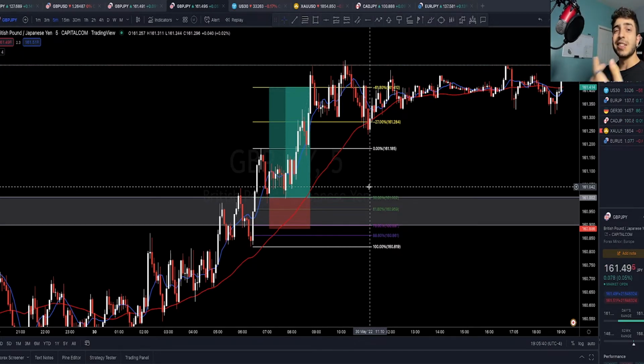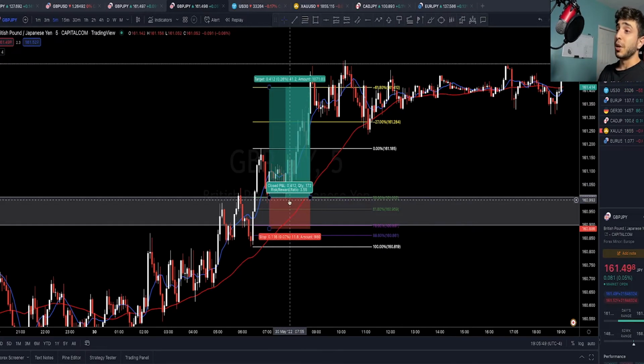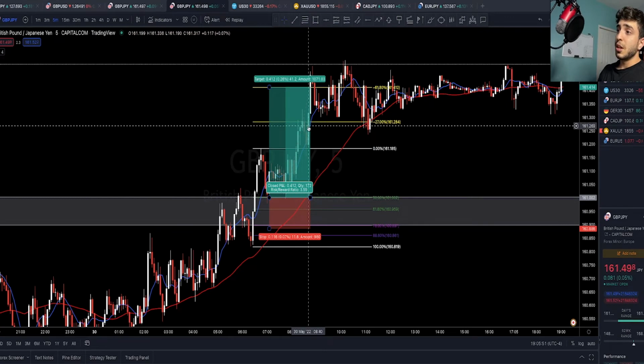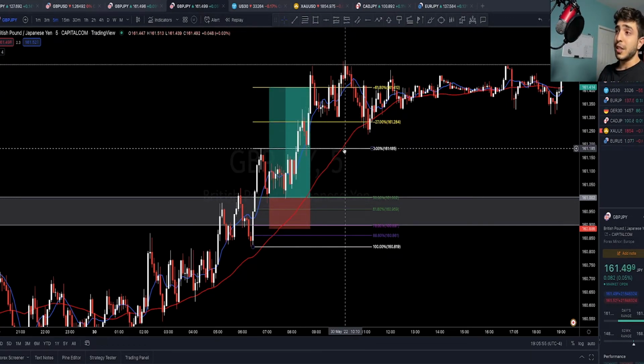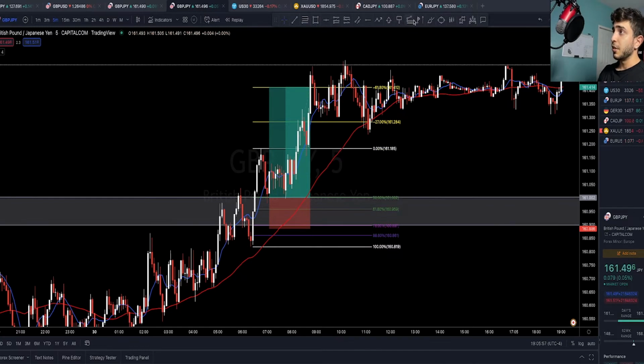Remember, I said this is a simple strategy. We're not trying to overcomplicate things. So simply we just look for price when it moves up to come back down and retest some form of structure. And the structure that I tested was this area right here.